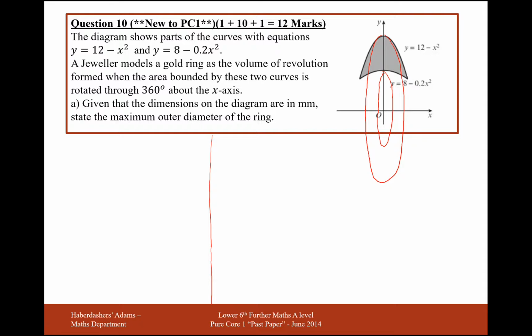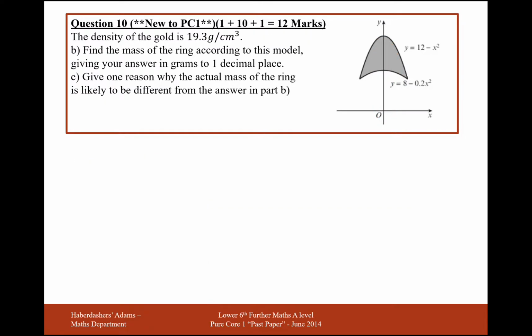Find the dimension on the diagram in millimeters, stating the maximum outer diameter of the ring. So this length from here to here is going to be the outer diameter, so that's just going to be the distance of 12 plus 12, which equals 24 millimeters. Excellent. Move on to the next part.